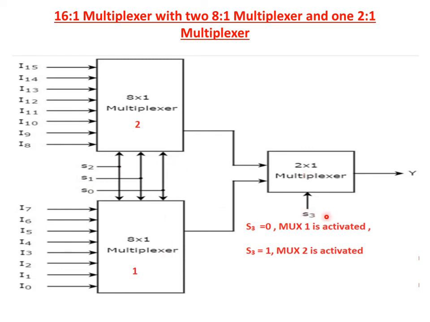Now this selection line S3 is controlling the whole operation. So when S3 is equal to 0, multiplexer 1 is activated, so the inputs I0 to I7 are routed to the output by using the selection lines. Similarly, when S3 is equal to 1, multiplexer 2 is activated, and now the inputs 8 to 15 are directed to the output side based on the control inputs. So this is the working of 16:1 multiplexer implementation.